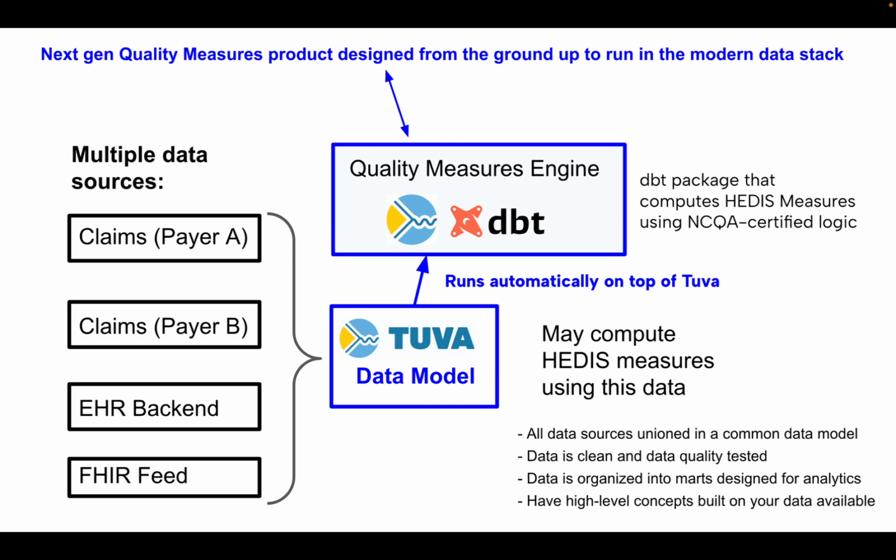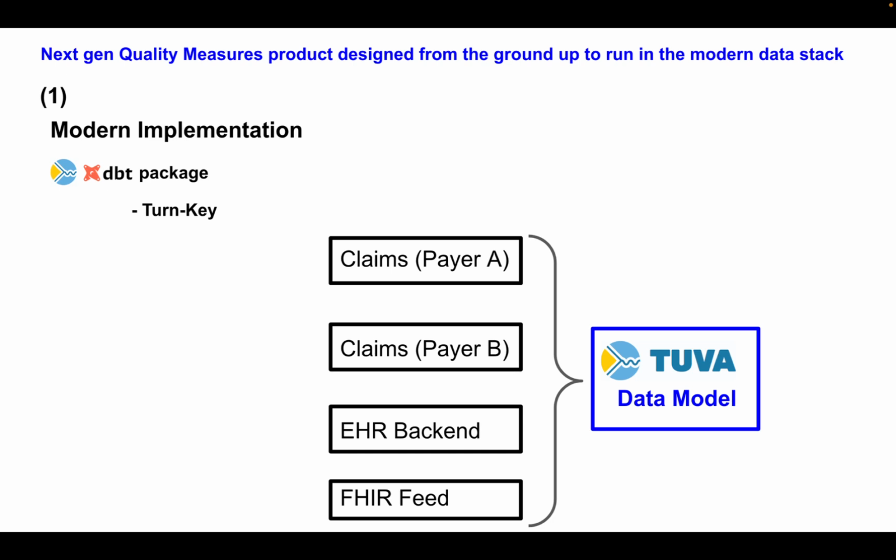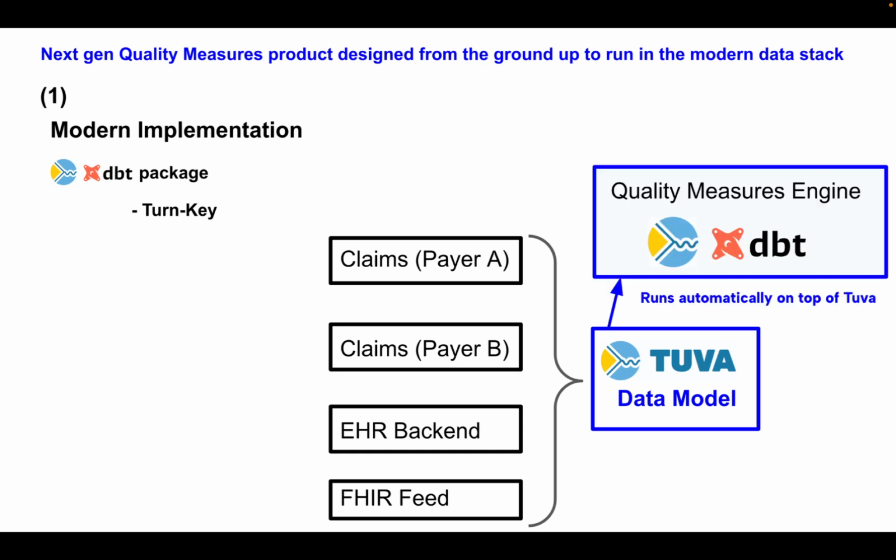the modern data stack. And there are three key ideas that went into the design of this product that I want to emphasize. So first of all, it has a modern implementation. Like I said, the heart of the product is a DBT package, and this gives you several key advantages. So first of all, it's truly turnkey. If your data is already in the Tuva data model, there is no implementation. You just import a DBT package and it runs automatically on top of your data.